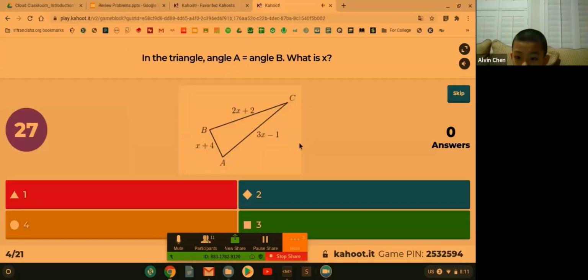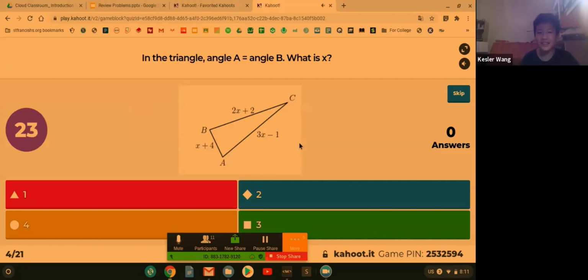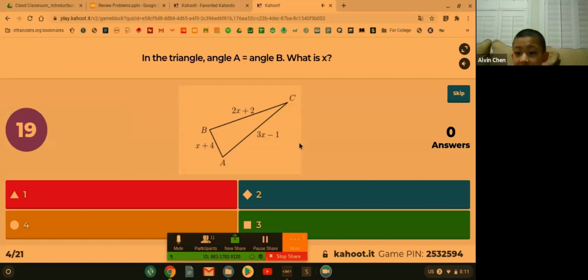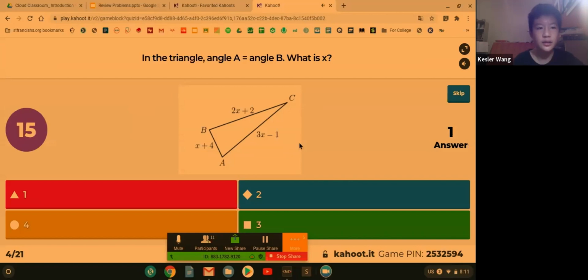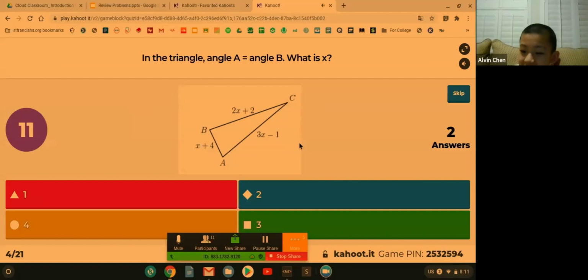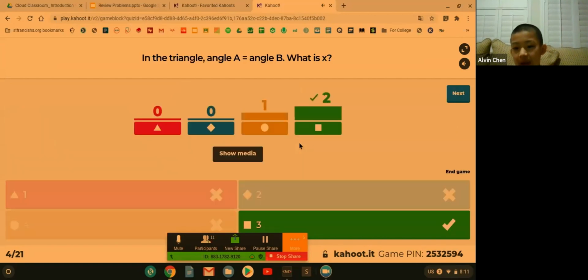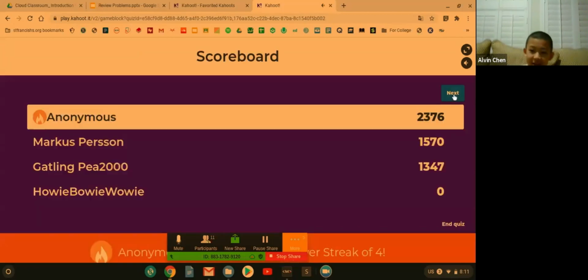Angle A equals angle B. What is X? Isn't that technically an isosceles triangle? So 3x. Yeah, that's an isosceles triangle. Yes. So everyone choose the answer that has 4 sides. Wow. I said 4 sides. Why did someone choose circle?